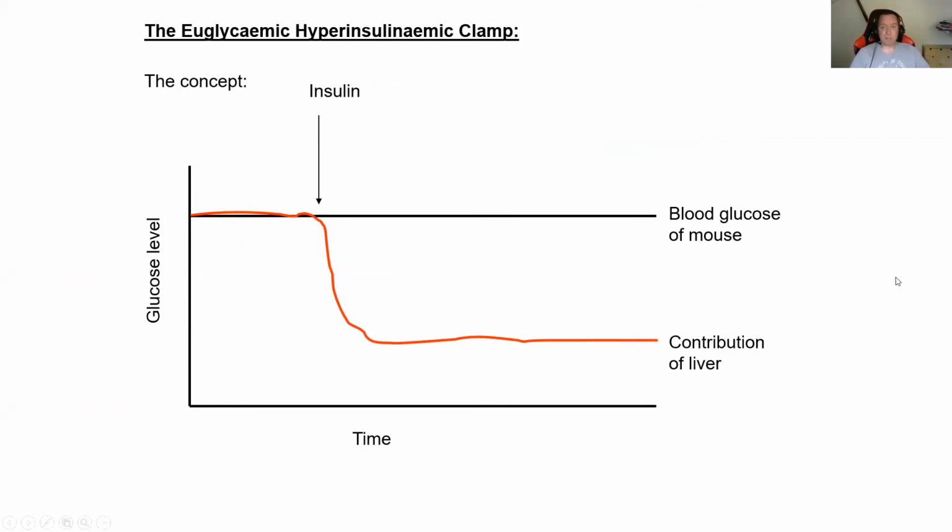If we want to keep our blood glucose of the mouse constant, we replace it with our glucose infusion rate, and then the blue and the red lines add up to the black. And again, the more insulin sensitive your mouse is, the more the red line will drop and the more the blue line will need to go up. In other words, you will need to infuse more glucose.